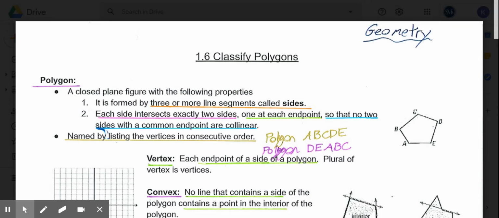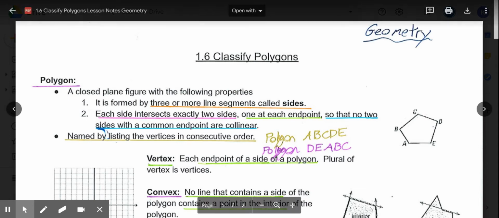So the way we can name a polygon is by listing the vertices in consecutive order. So we'll use this pentagon here, and we could start, for example, in alphabetical order and go around A, B, C, D, E. I could start at D and name this polygon D, E, A, B, C. I could start at C and go the other way and call it polygon C, B, A, E, D. As long as you're going in order around the perimeter with the vertices, that's an acceptable way to name it.